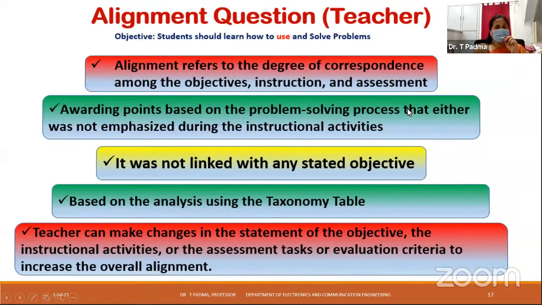refers to the degree of correspondence among the objectives, instructions, and the assessment. And sometimes, in the case of alignment, we will be providing some marks. Marks are being awarded, though the answer is not correct, but still we'll give some marks. Why? Because the awarding points are based upon the problem-solving process. So depending upon the process, how they are solving, though they have not arrived at the correct solution, still some marks are allocated. That is an alignment problem. And it was not emphasized during the instructional activities, not given. So that is what the alignment is.